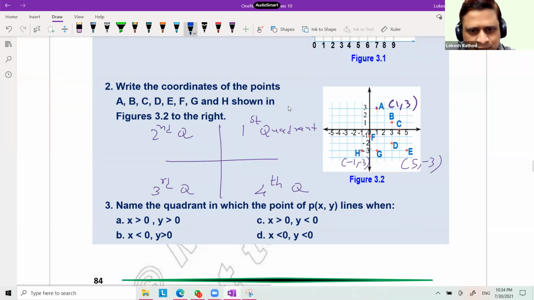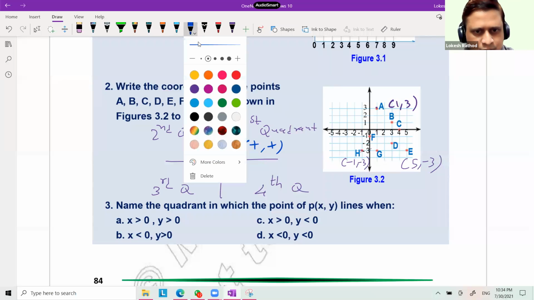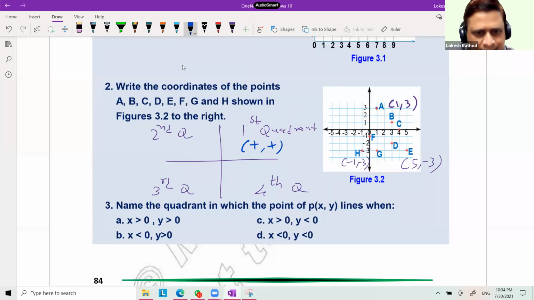Points in the first quadrant have x coordinate positive and y coordinate also positive. All the points in the second quadrant have x coordinate negative and y coordinate positive, as you can see here. Points in the third quadrant have x coordinate negative and y also negative. And all the points in the fourth quadrant have x coordinate positive and y coordinate negative.